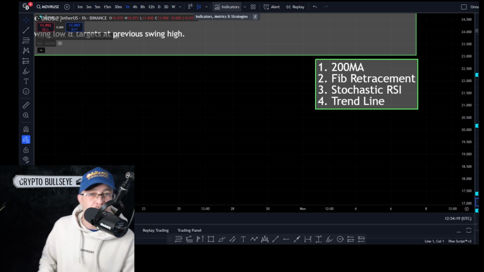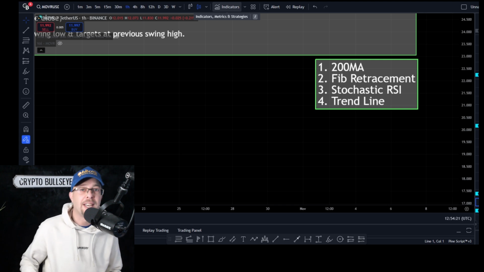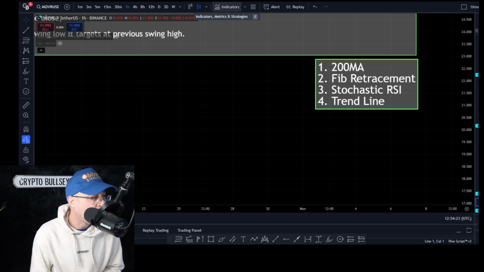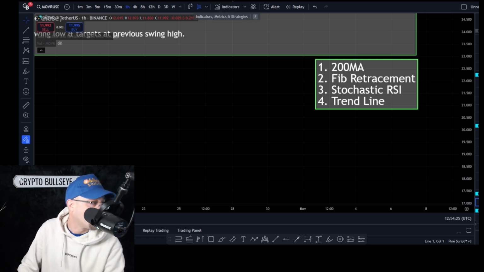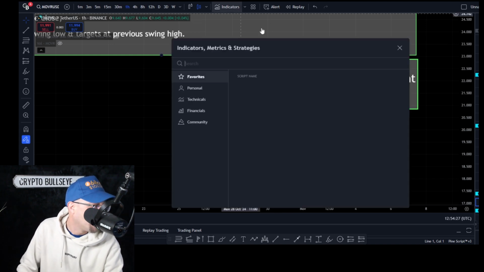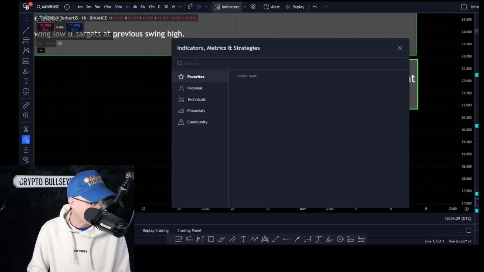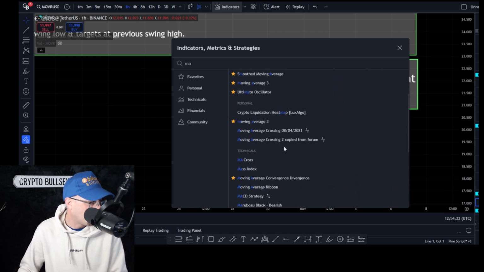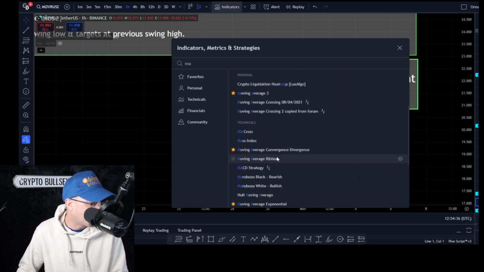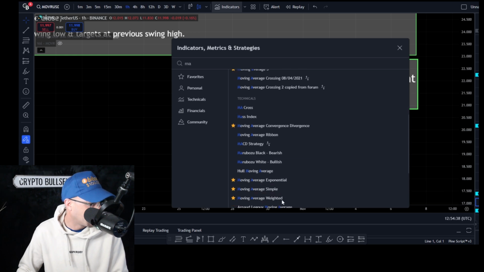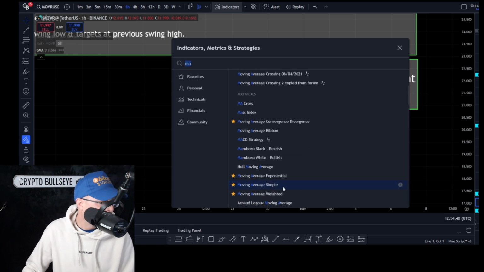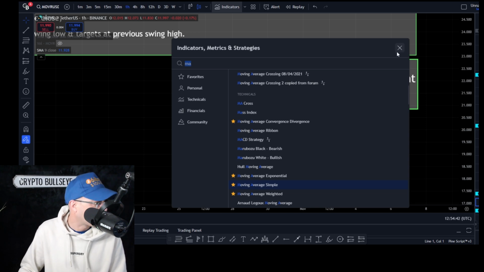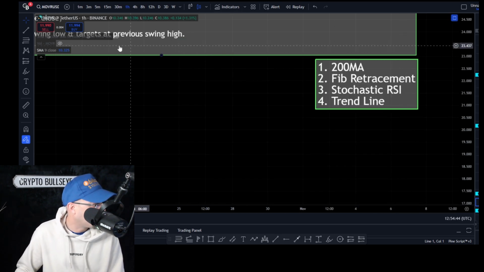If price is trading above the 200, we're bullish. If price is trading below the 200, we're bearish. As simple as that. So we're going to click indicators, and then we're going to click MA. I'm going to go down, and we're going to click the moving average down here, simple moving average. So we're going to click that, and then you'll see this on the left-hand side here.